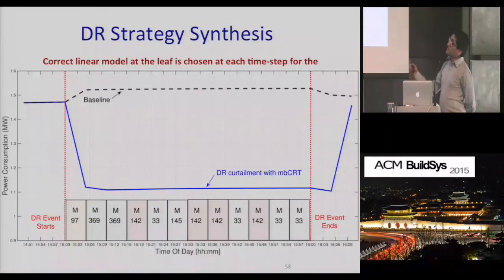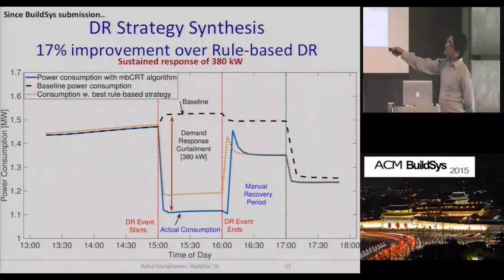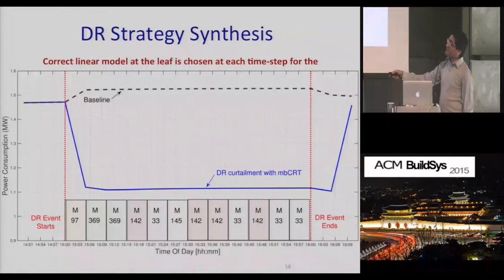And here you can see this. I'm going to zoom into this period over here during the curtailment period. You can see what's happening here is that these are the different leaves, the different models of the building that we are switching through every 5 minutes and making sure that the transitions are still smoothened out so we're not having any jerk behavior in the building.